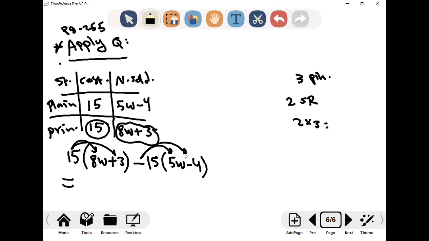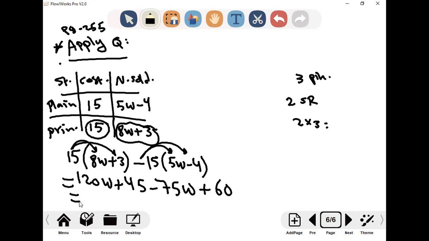If you remember, we multiply the number with the number and the variable comes down. Check. 15 multiplied by 8 comes 120. 120W plus 15 multiplied by 3 is 45, right? Check. Now minus 15 multiplied by 5W is minus 75W, and minus 15 multiplied by 4 is minus 60. Done? Now let's simplify it.